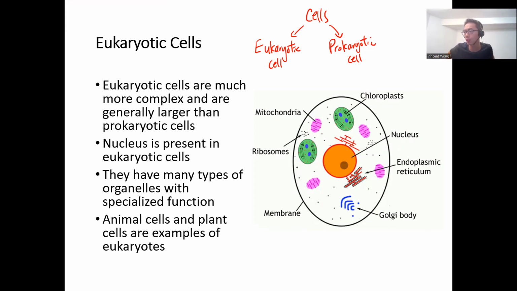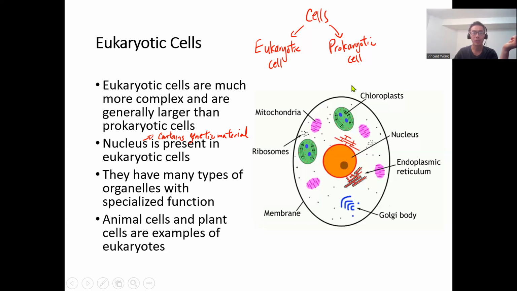And the key distinction between the two is that this is the one that has a nucleus. The eukaryotic cell has a nucleus in them. And the nucleus is where you will find the DNA. It contains genetic material. So animal cells are eukaryotic cells. Plant cells are eukaryotic cells. So in our body, if you take a look at the liver cell, lung cells, brain cells, heart cells, they are all going to be eukaryotic cells.